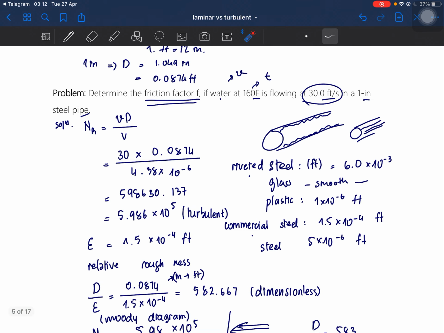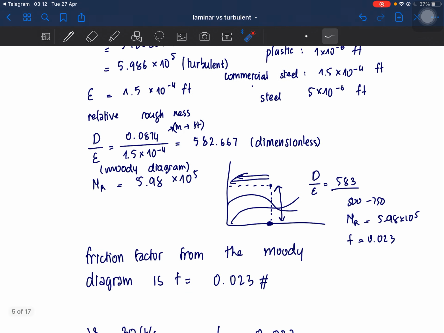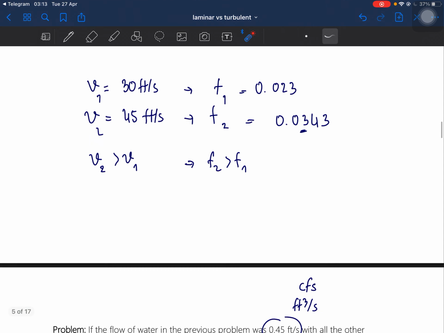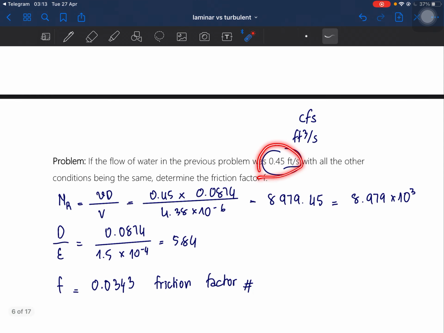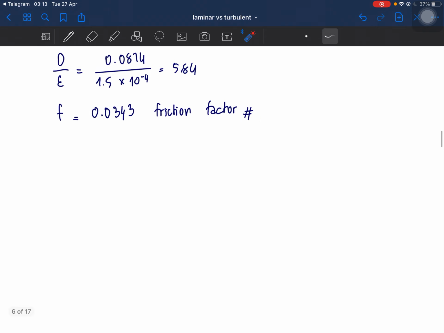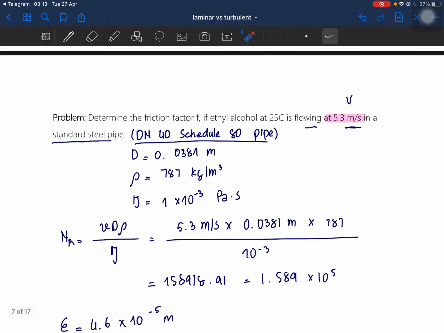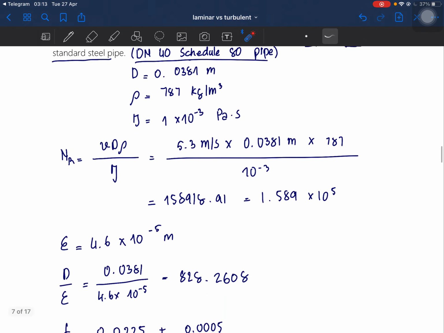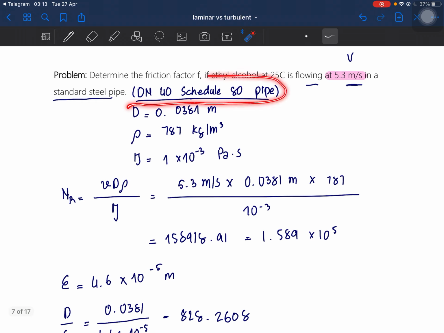The next problem is to find the friction factor, which we're going to do using the Moody diagram. In the next one we change the velocity, and then we can use the Moody diagram again. In the last one we're finding the friction factor, but with a different liquid, and this is the standard name that I forgot to include, so don't forget to write it down on your sheet. I will upload a sheet in the description box below.